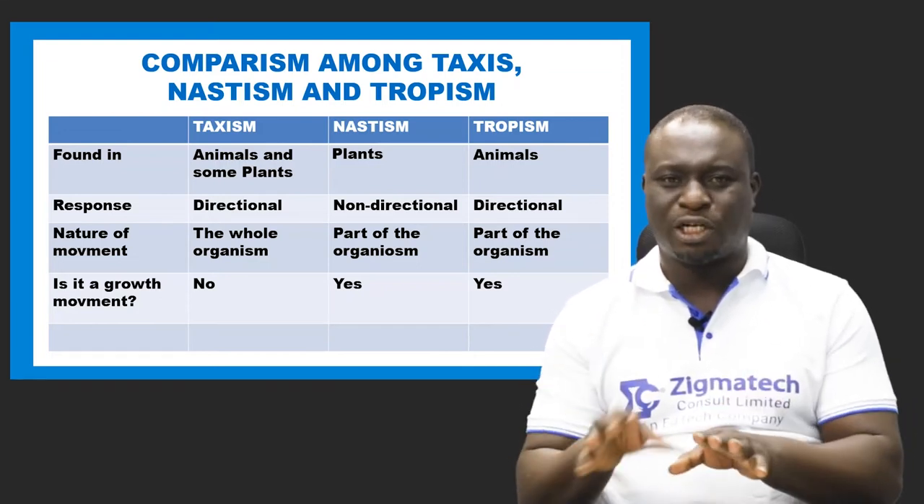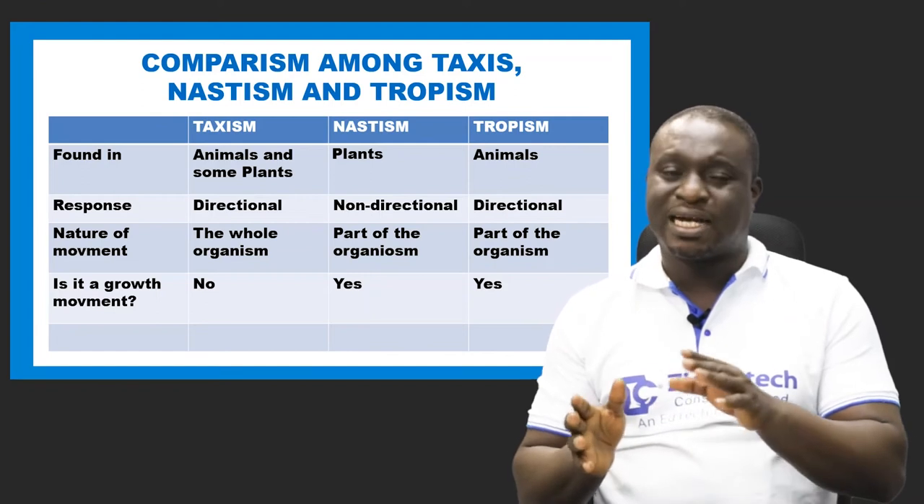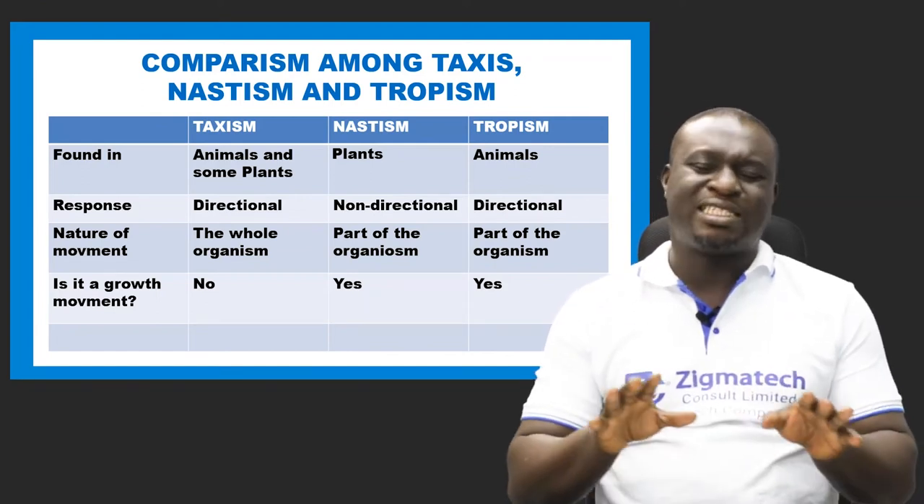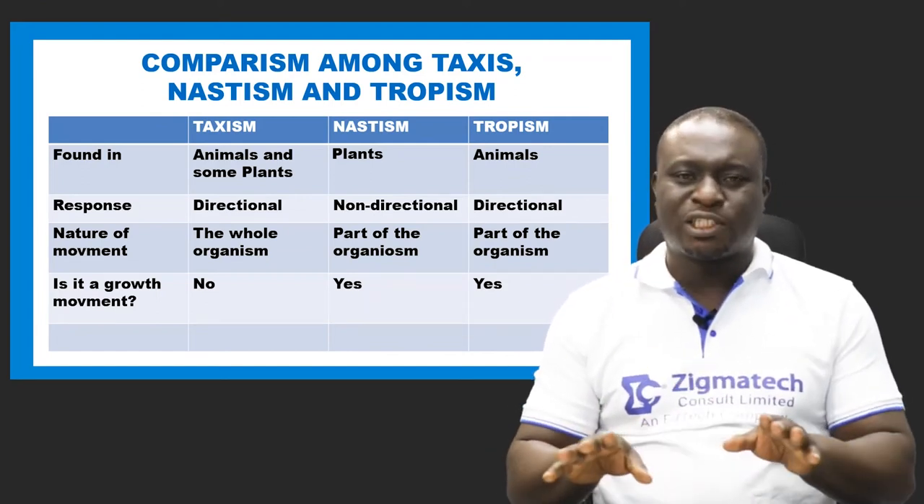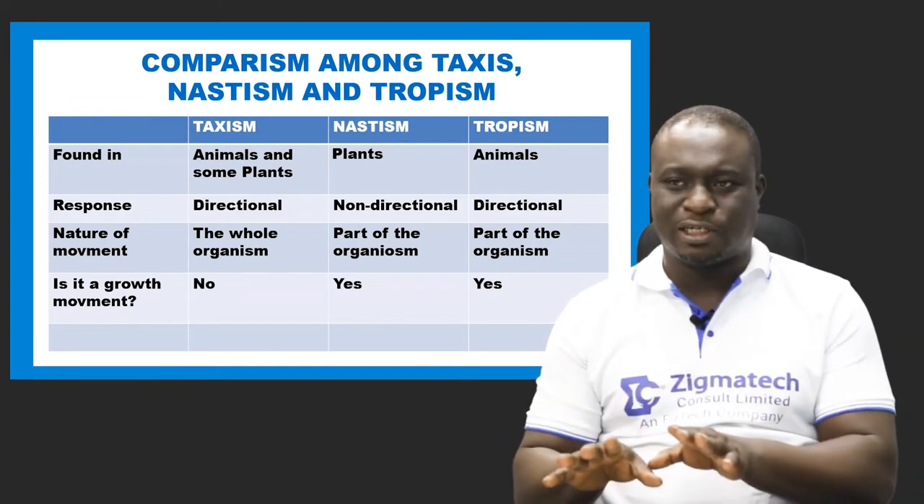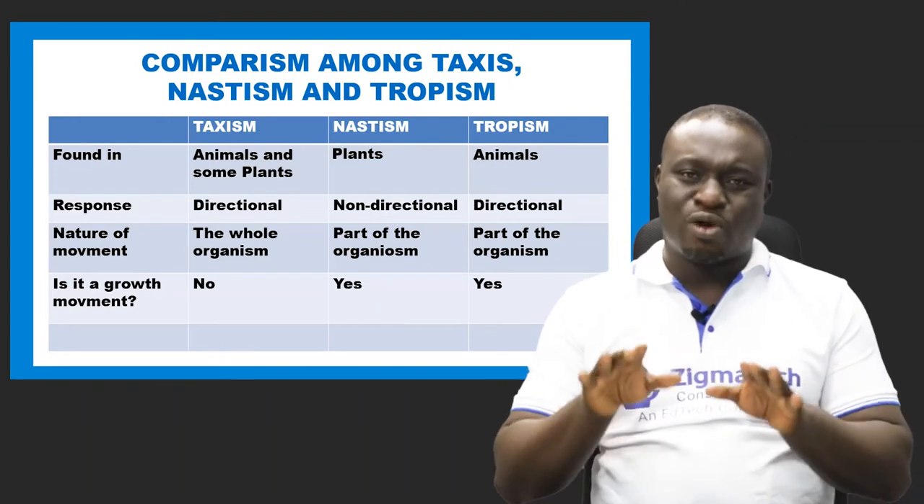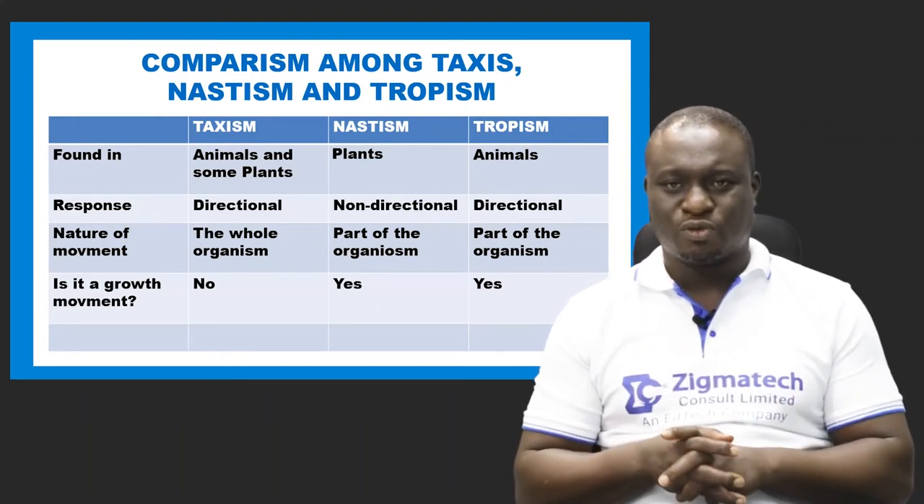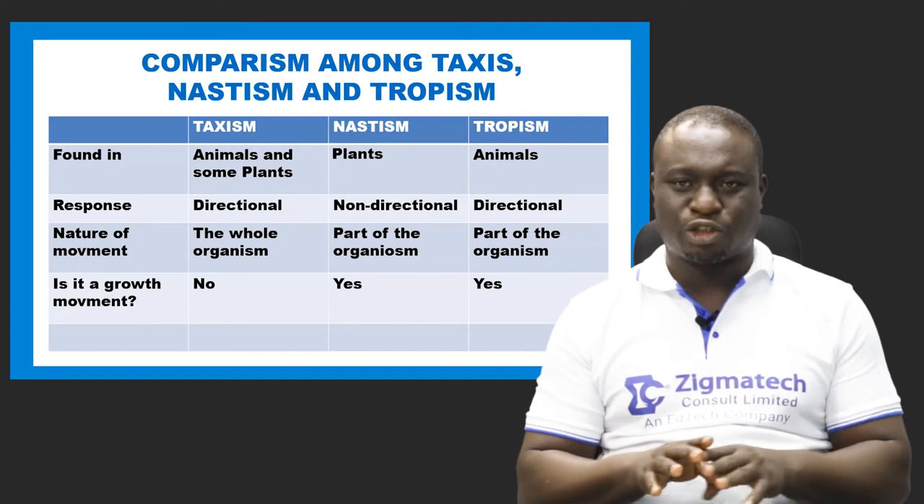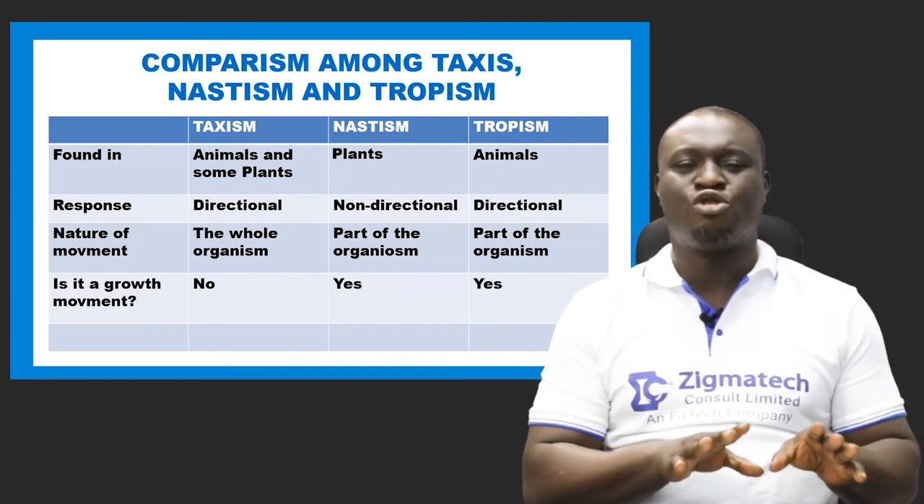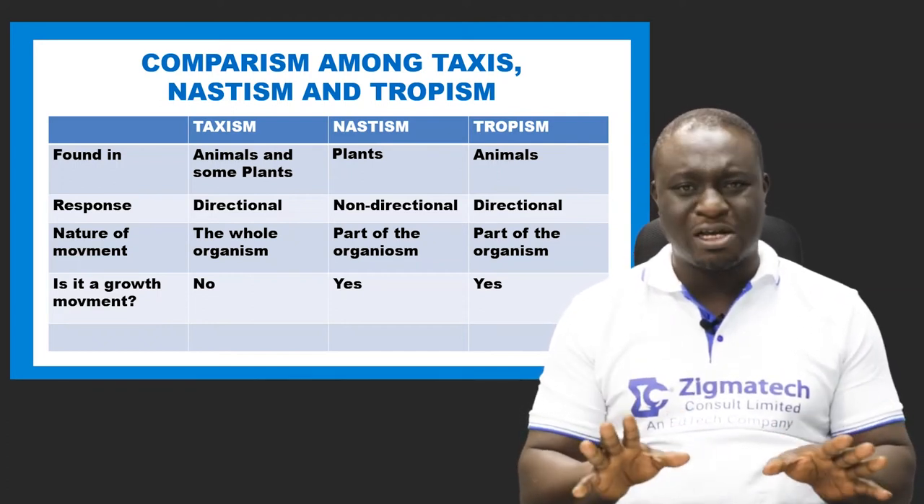Response is directional. We told you it can be a positive or a negative response. But in terms of nastism, response is non-directional. Then in tropism, response is directional.